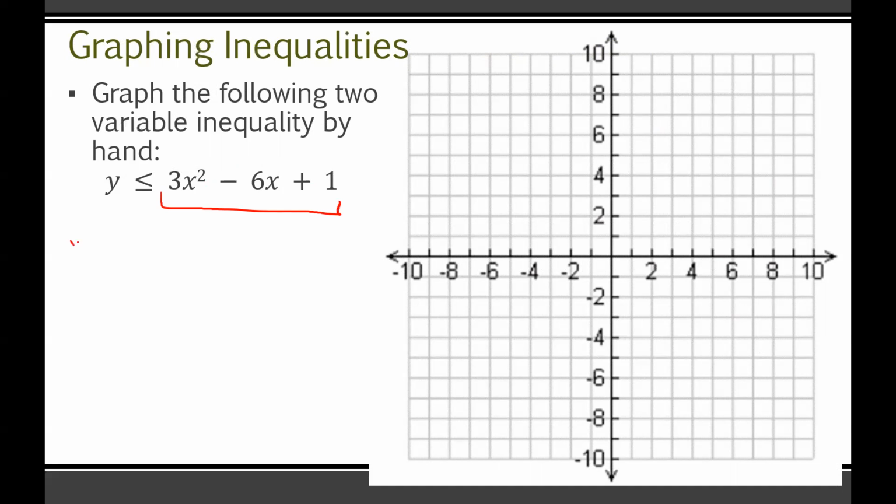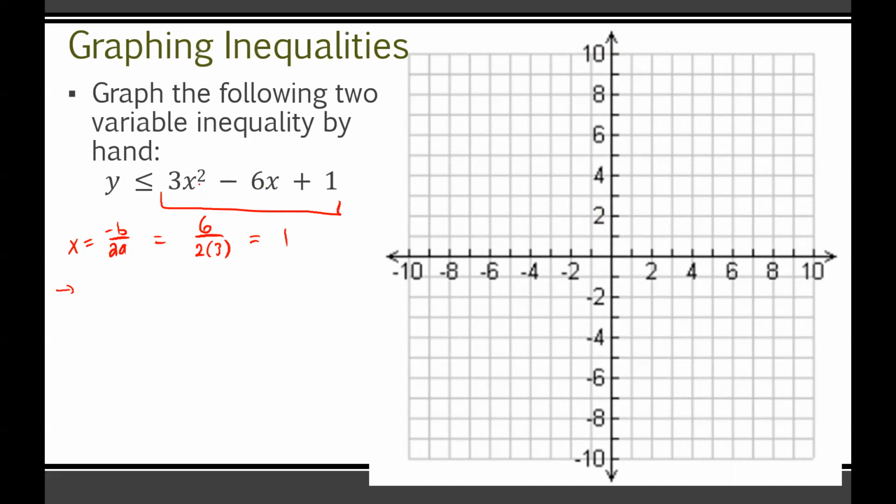Remember, the formula for a vertex is x equals negative b over 2a. So in this case, that'll be negative negative 6, so positive 6 over 2 times 3, which is just 6 divided by 6, which is just going to be 1. So x is going to be 1. We know our vertex is going to be somewhere along here where x is 1.